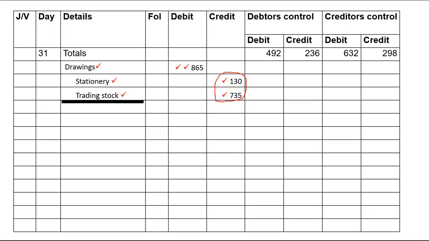Remember, you always start with the account that you debit. And remember the accounts that you credit, you write them slightly to the right, okay? Slightly to the right, not in the same margin as the account debited. You write them slightly to the right to show that you're crediting those accounts.